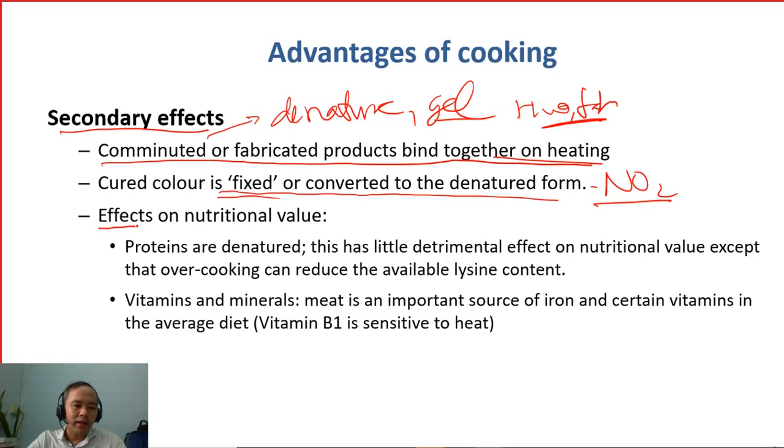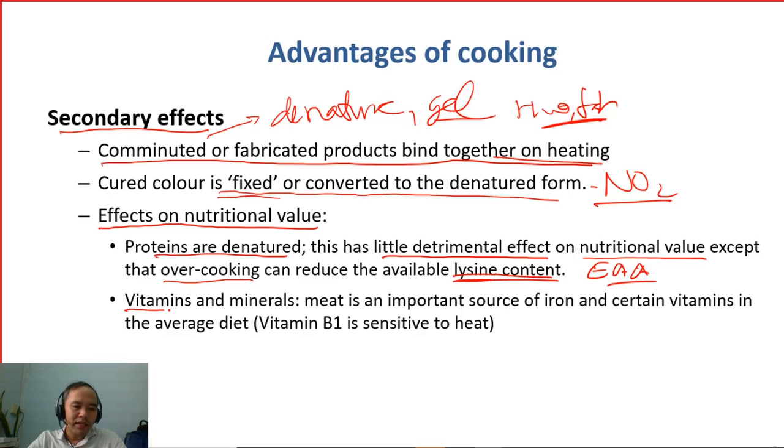When we do cooking, we also have effects on nutritional value. Proteins are normally denatured by heating. The denaturation of protein has little detrimental effect, meaning not a lot of negative effect on nutritional value. Humans are also more used to eating cooked meat, meaning denatured proteins already. However, if we do overcooking, we may reduce some content of lysine. Lysine is an essential amino acid. This is an amino acid that we may lose a little bit if we overcook. In sterilization, for example, you lose some amount of it.